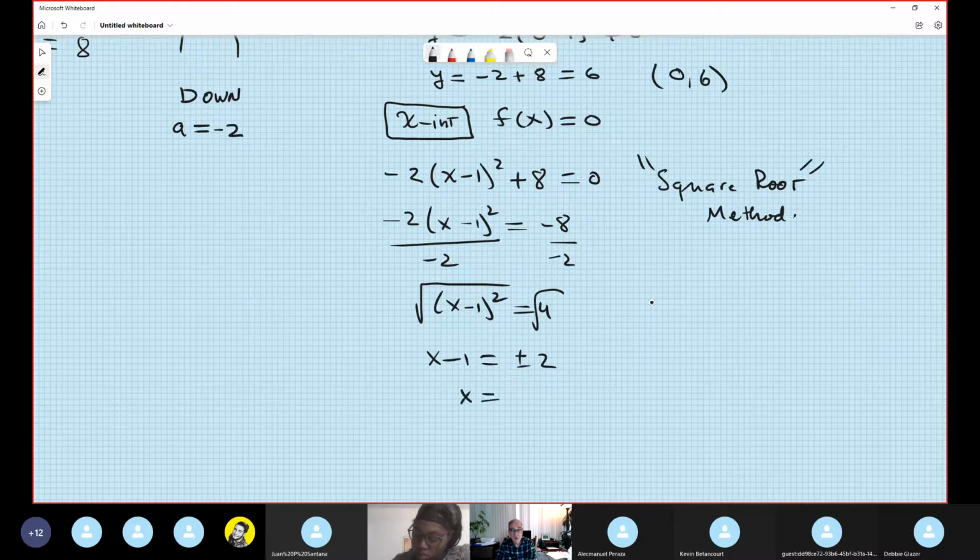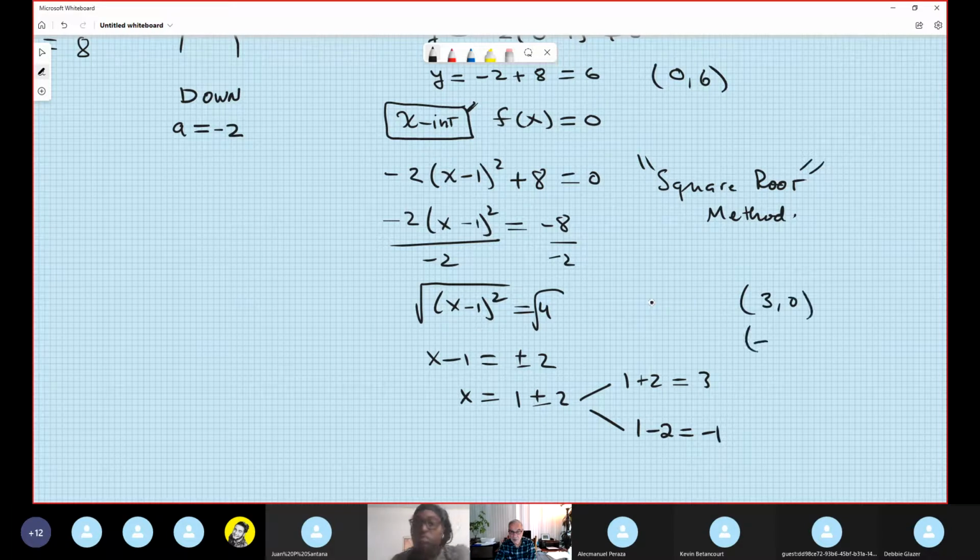Now finally, x is 1 plus or minus 2. I move this negative 1 to the other side as a positive 1. So 1 plus 2 is 3, and 1 minus 2 is negative 1. So I discovered that we actually have 2 x-intercepts in a set: the points 3, 0 and negative 1, 0. Remember, the supposition at the beginning was that the y value is 0. This is clear, guys?